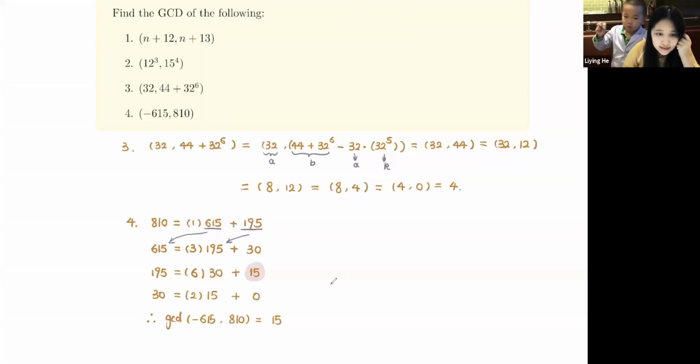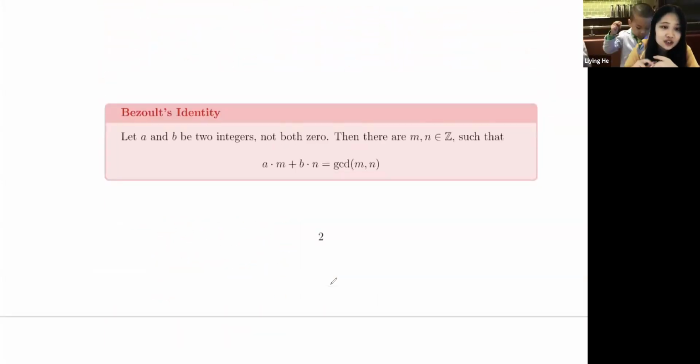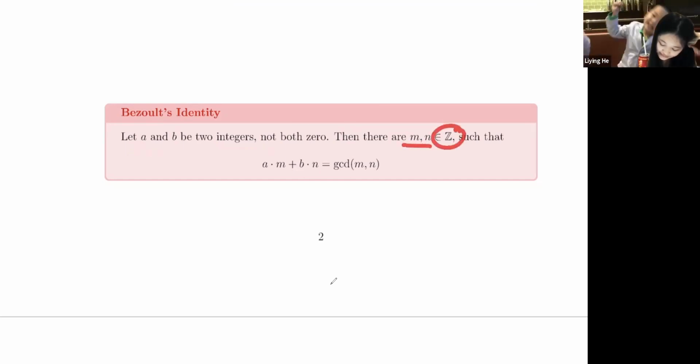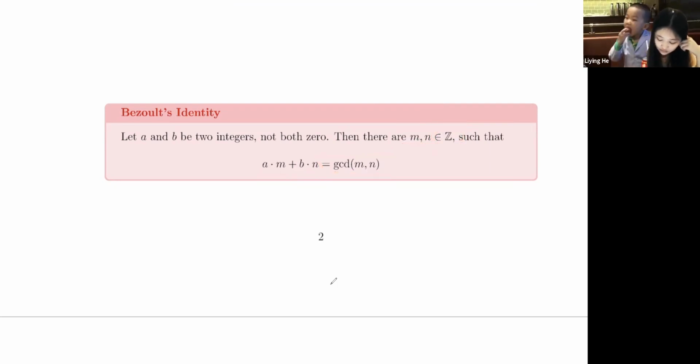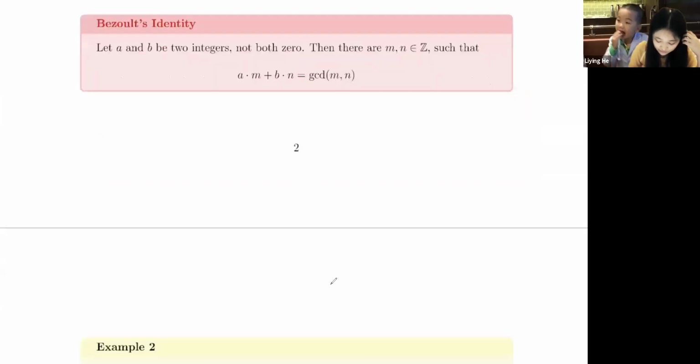Okay, so next example. Before that, let's talk about Bezout's identity. This is just saying that if we have two integers, not both 0, then there are integers m and n such that a times m plus b times n equals the GCD of a and b. Okay? It's simple but useful. Probably not as useful as in 102, but in upper year math courses, it's really useful. In 102, it's useful to solve this question.